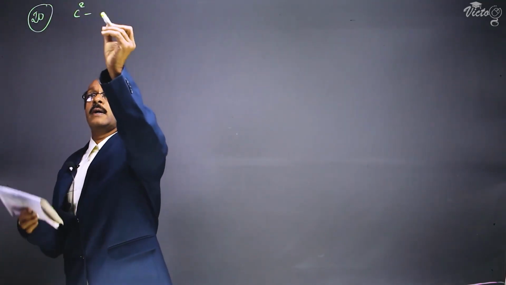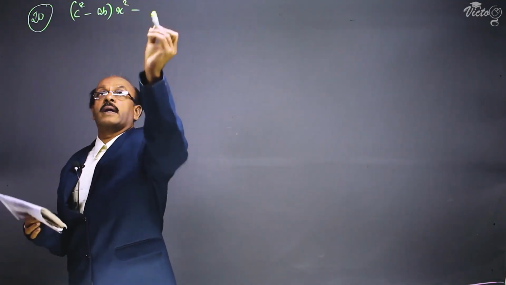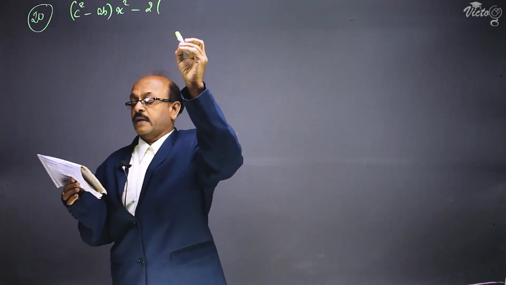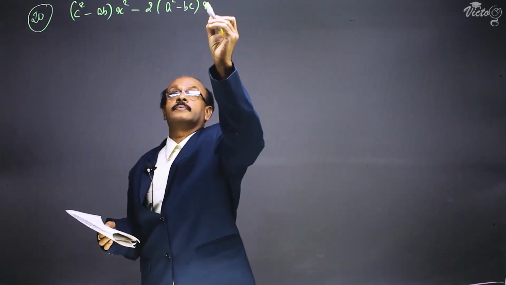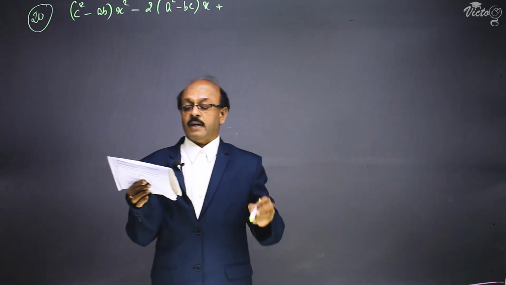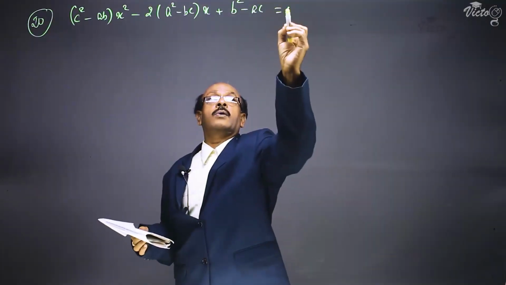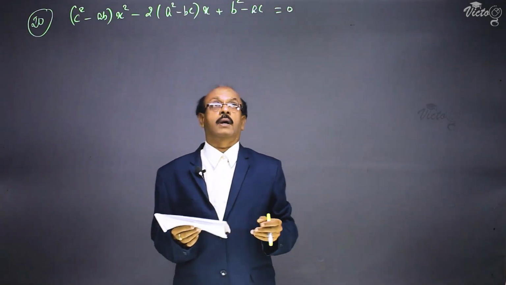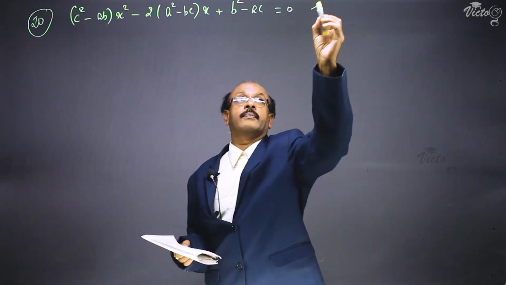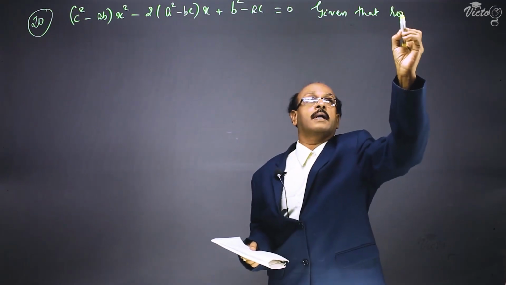The equation c square minus ab into x square minus 2 into a square minus bc into x plus b square minus ac is equal to 0 is a second degree equation in variable x. It is given that the roots are equal.